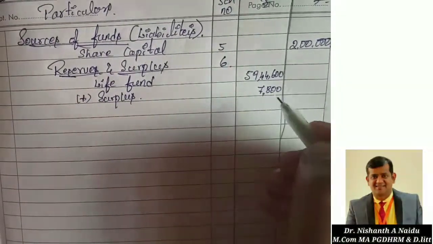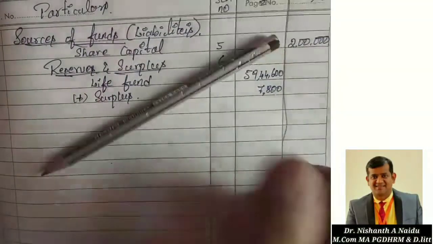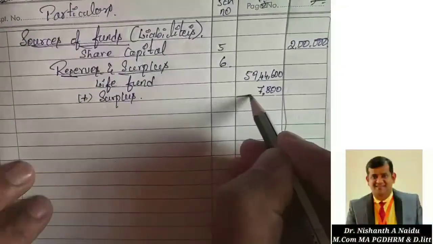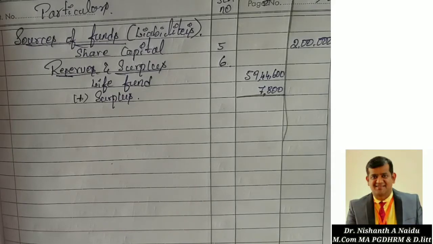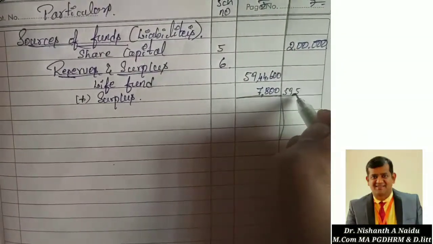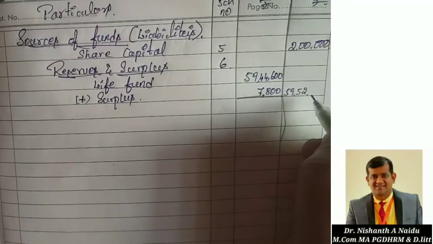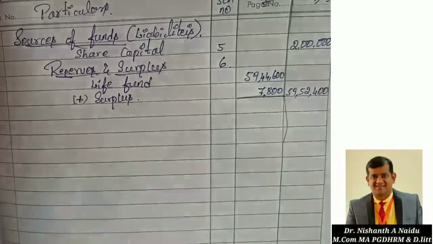So now add both. 59 lakh 44,600 plus 7,800. That comes to 59 lakh 52,400. So I'm writing 59 lakh 52,400 rupees. Clear?